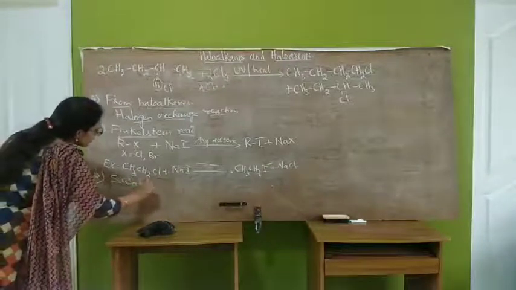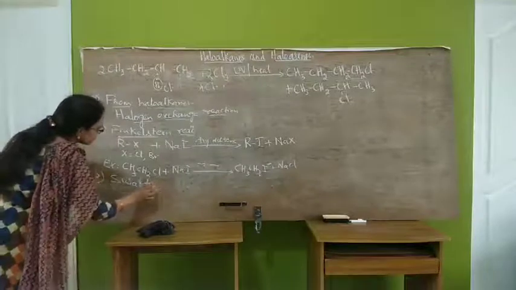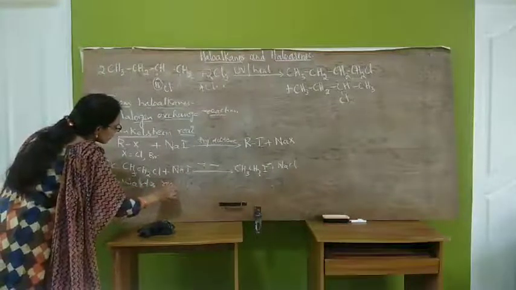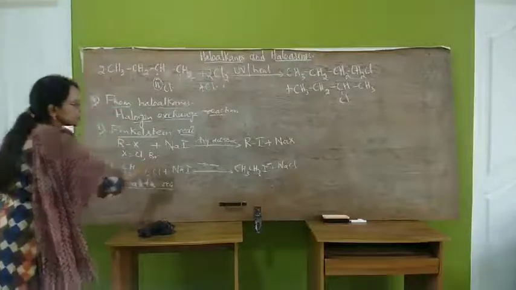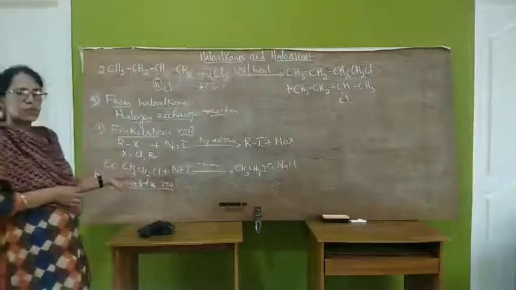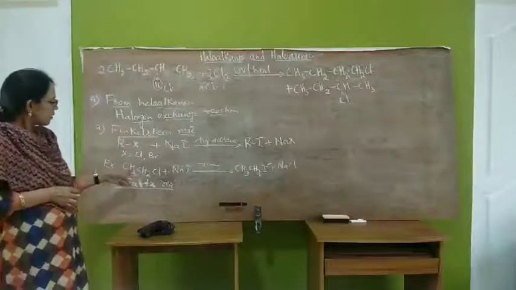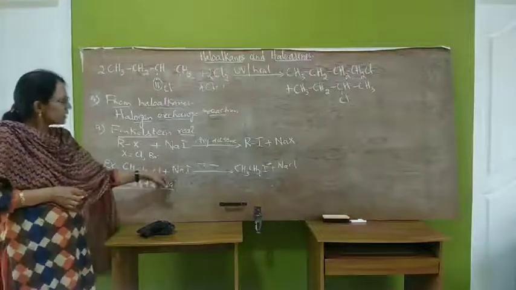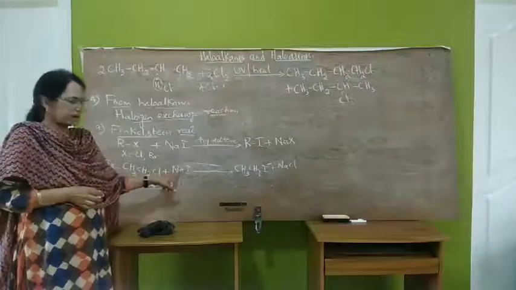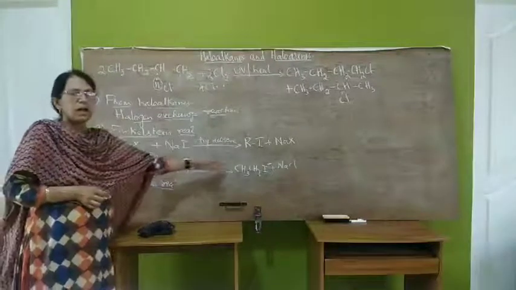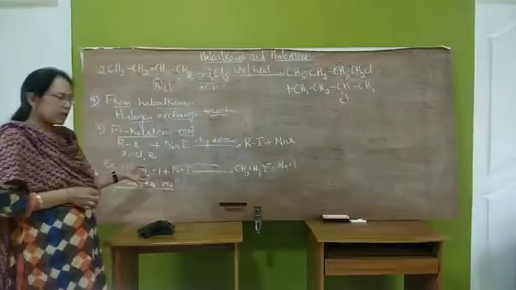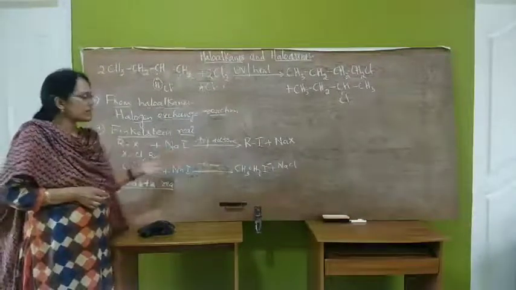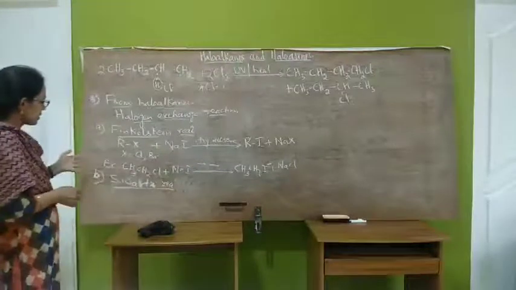Schwarz reaction. What is meant by Schwarz reaction? Here, again the same alkyl chlorides or alkyl bromides react with metal fluorides to form alkyl fluorides. That means alkyl chlorides or alkyl bromides will be converted into alkyl fluorides in this reaction.